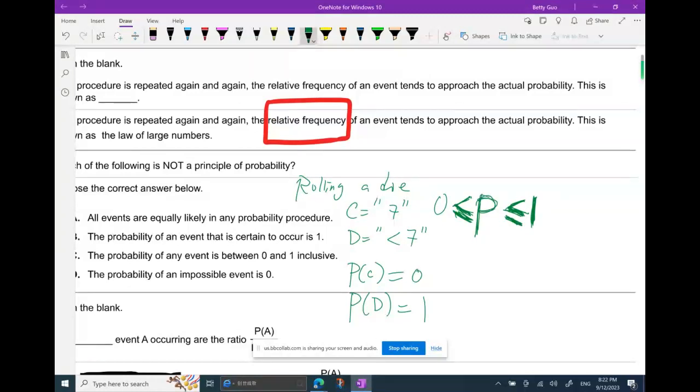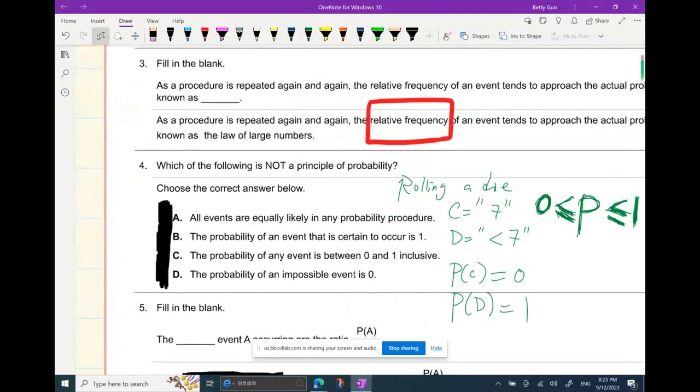Probability is a value that measures the likelihood of an event occurring. The value of the probability is always between 0 and 1 inclusive, greater than or equal to 0 and less than or equal to 1. When the probability equals 0, the event is not possible to occur. When the probability equals 1, the event is certain to occur.